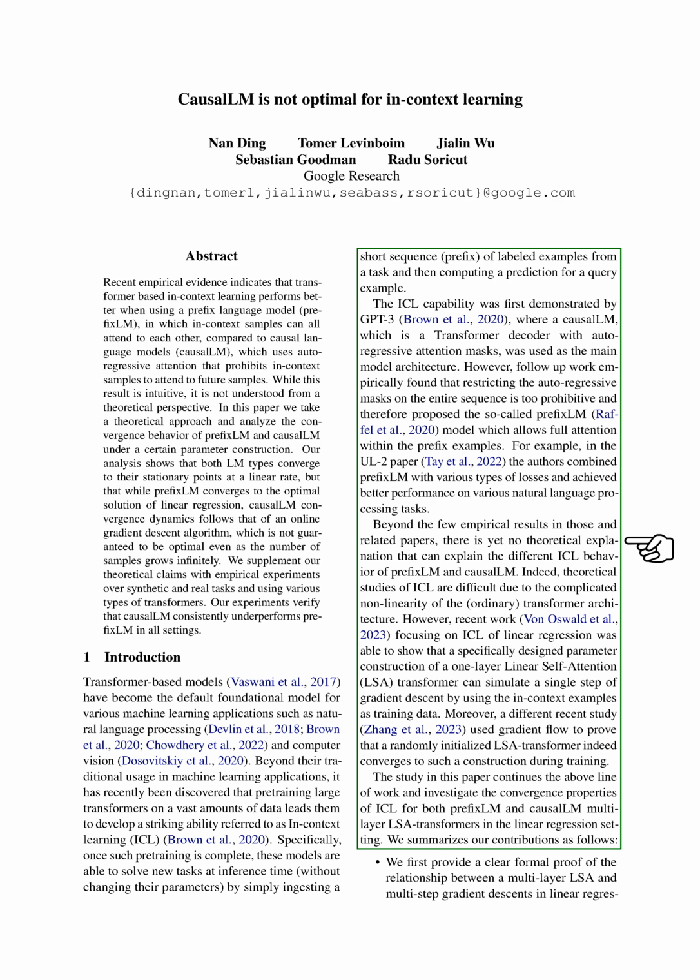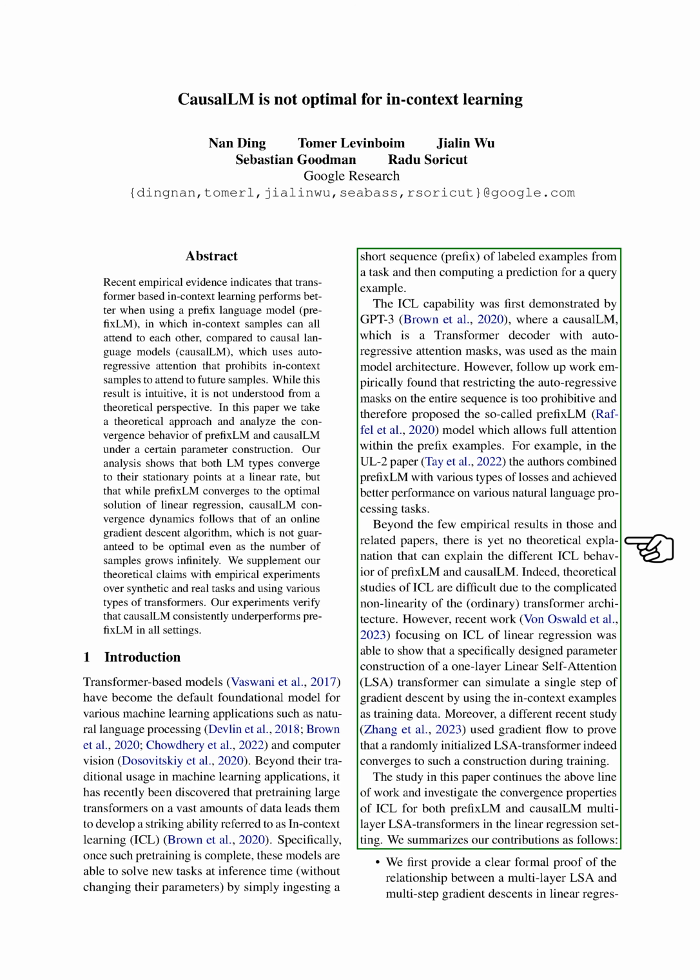This ICL ability was first shown by GPT-3, where a model called a CausalLM, a transformer decoder with auto-regressive attention masks, was used. However, subsequent research found that limiting the auto-regressive masks on the entire sequence was too restrictive. As a result, a new model called prefixLM was proposed, which allows full attention within the prefix examples. For instance, in the UL2 paper, the authors combined prefixLM with various types of losses and achieved better performance on various natural language processing tasks.